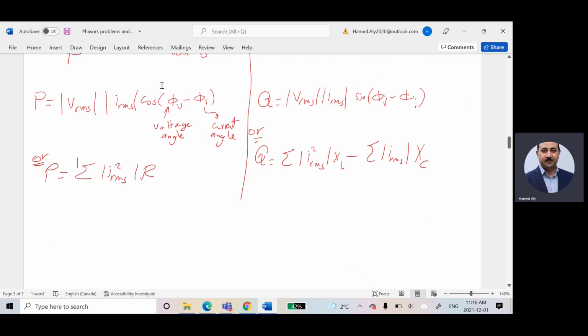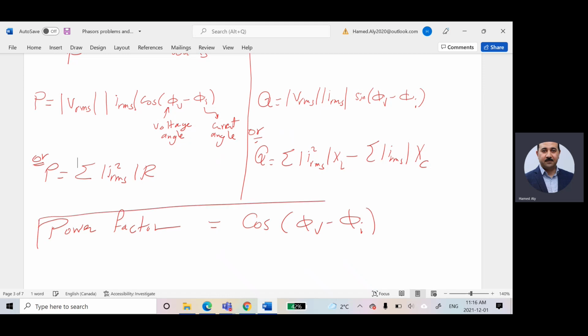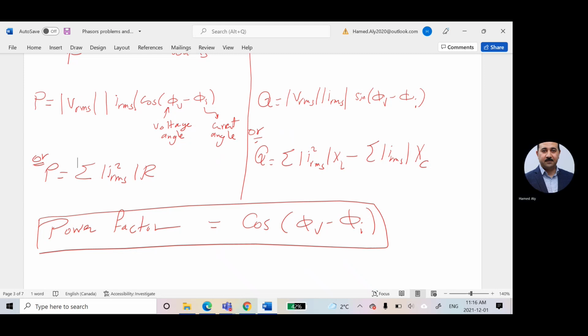We are calling this the power factor. The power factor is described as cosine of the angle of the voltage minus the angle of the current. And the power factor is a very important thing. I'm going to talk about it next term in circuit analysis: how to improve the power factor and what its importance is. We will talk about that in more detail.